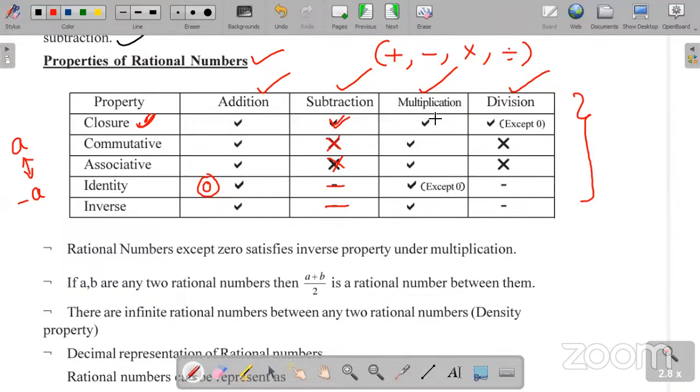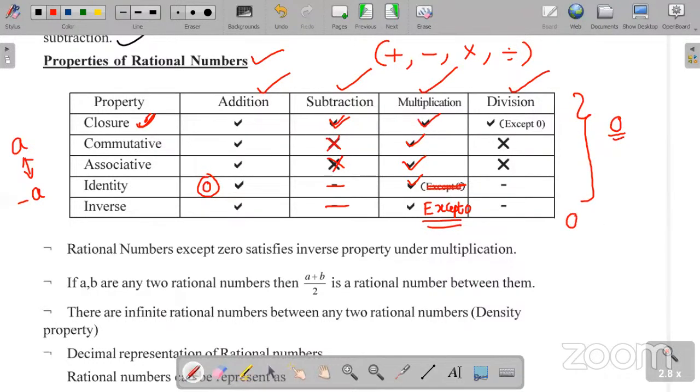Now, with respect to multiplication, closure. With respect to multiplication, commutative. With respect to multiplication, associative. Identity, we already have that. Inverse, except 0. Except 0. For 0 there is no inverse.